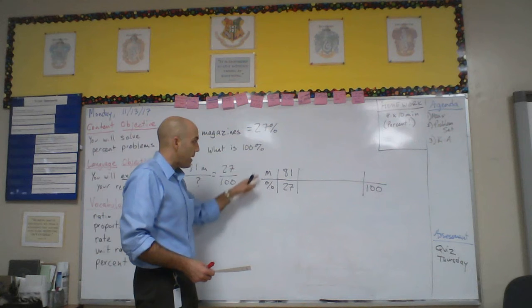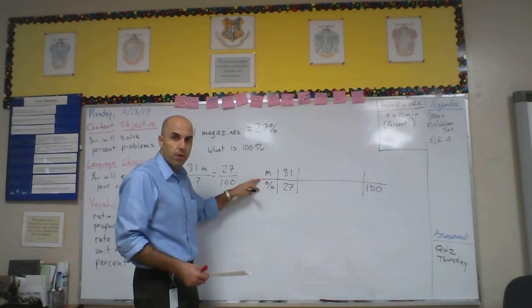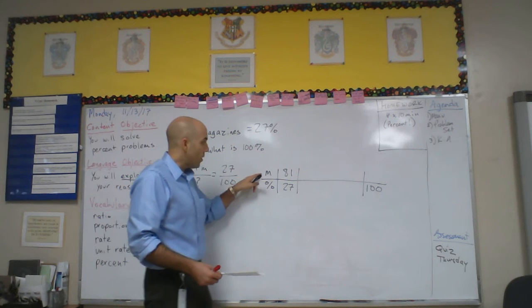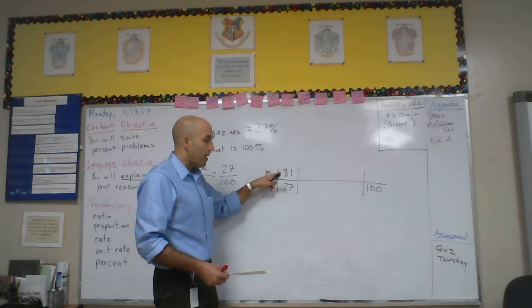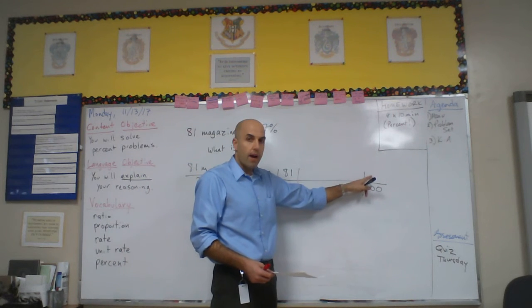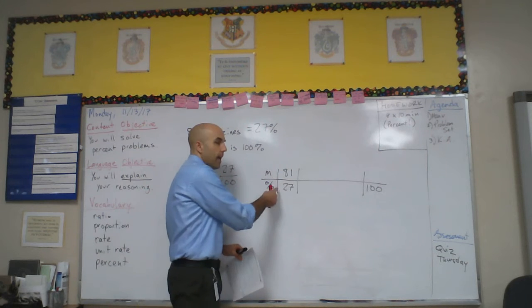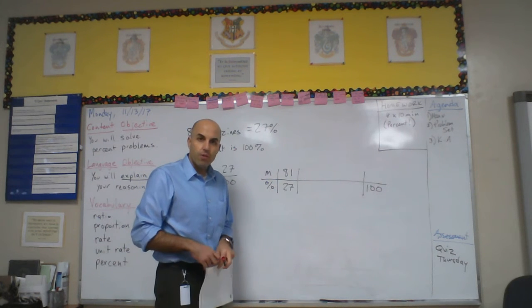So here I've got magazines and percent. And it doesn't matter in a ratio table which you put on top. It really doesn't. So if I know that 81 magazines equals 27%, I'm trying to figure out how many magazines is 100%. But if I look at 81 and 27, I know there's a relationship there.